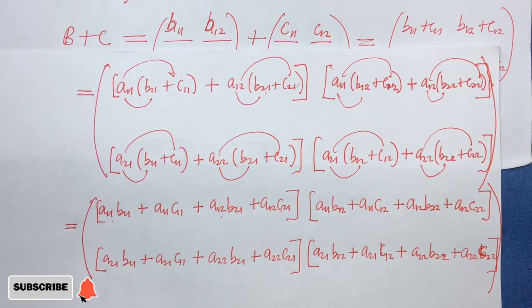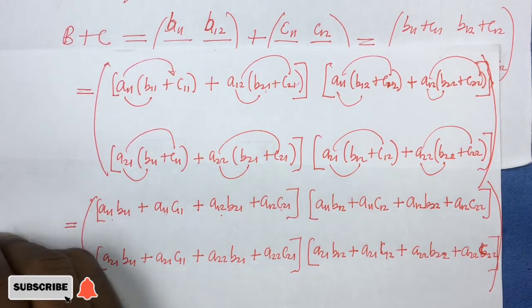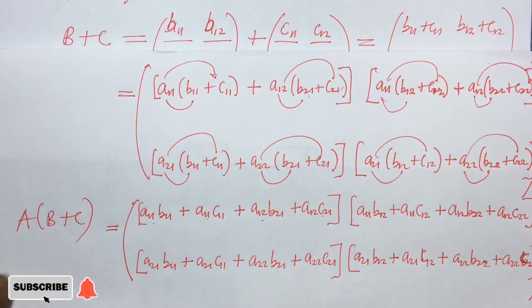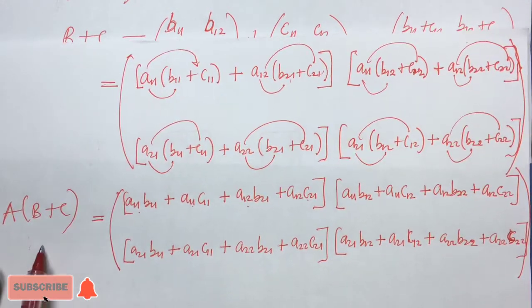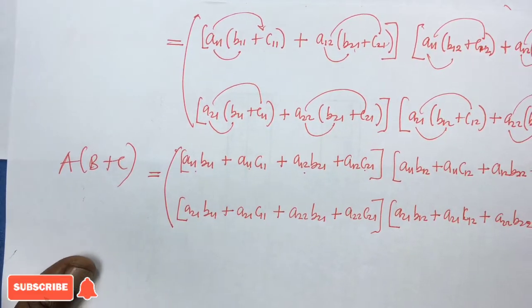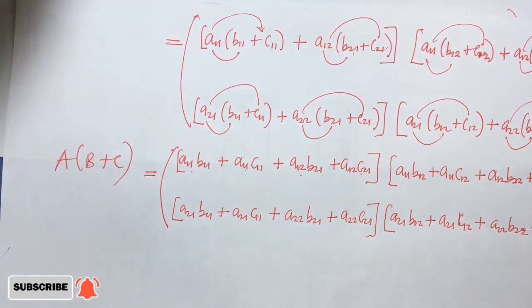Now the result we have just obtained is the result for A(B + C). That's the result we have just obtained, okay. Now the next thing we are going to do is to obtain the next result.